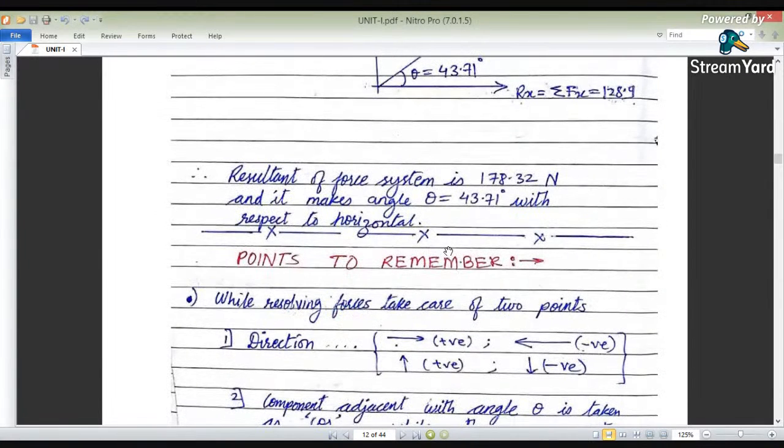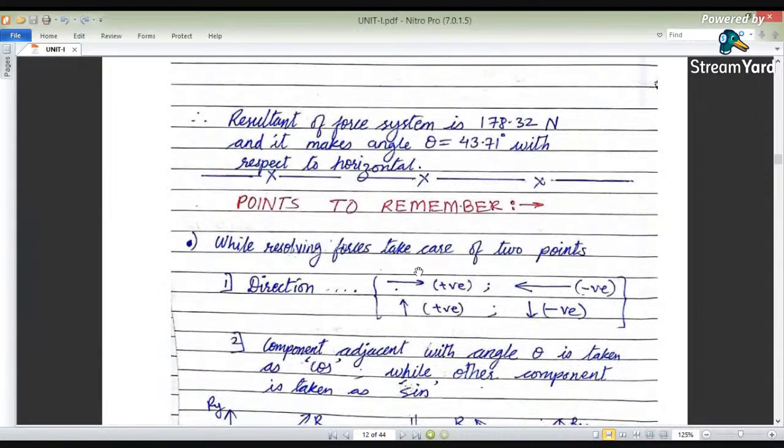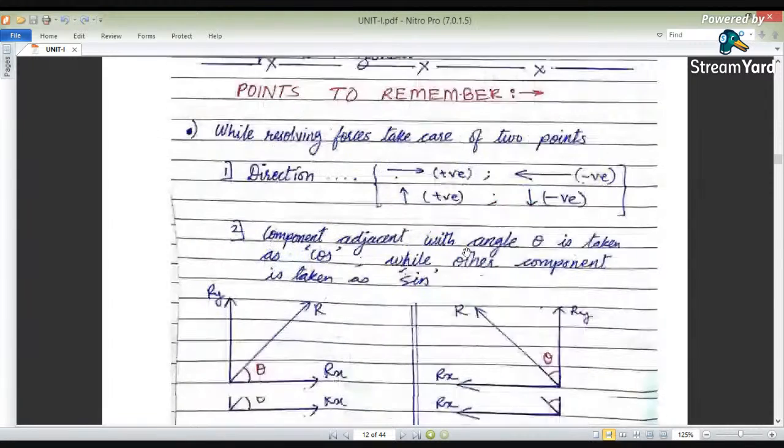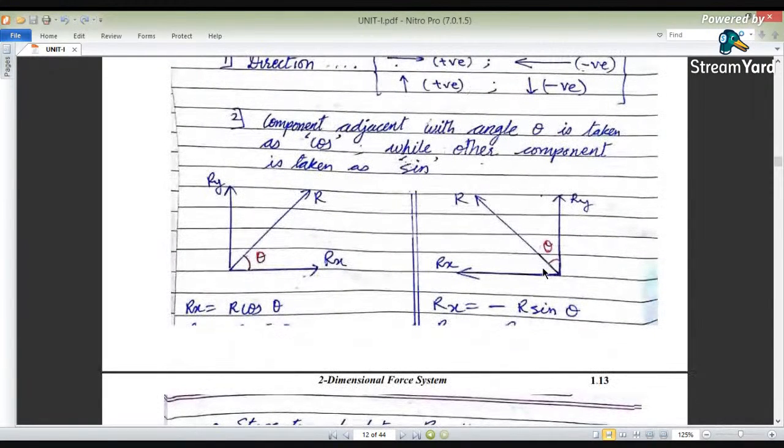So these simple problems depend upon the various directions, along the first, second, third or fourth quadrants. We have to resolve the forces and find out the resultant and its direction. In this case, we have calculated the resultant and found its direction. These are the simple points to be taken care of.